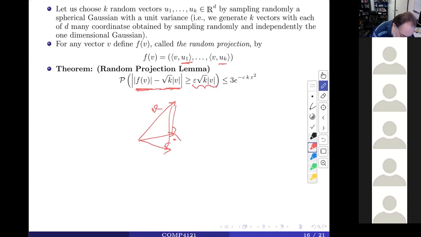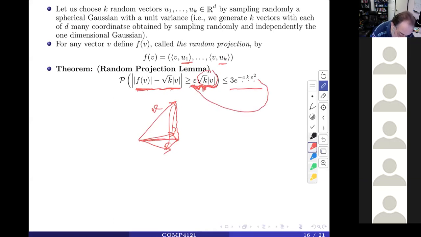Then you look at the projected vector, which would look something like this, right? Here is the projection. Then the length of the projection will be almost square root k times the original vector v, because of how much you will err compared to square root k times the vector v. The fraction of the error, the relative error, will be smaller than epsilon. This will happen with a probability smaller than 3 times e to the minus c times k times epsilon squared.